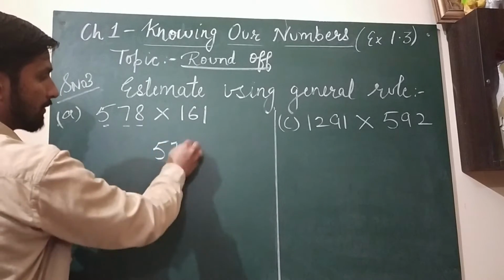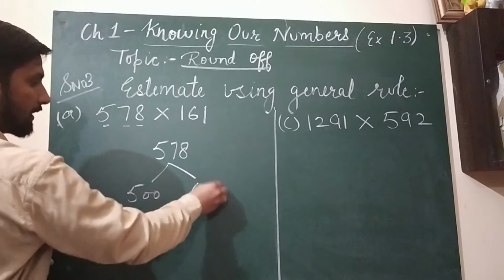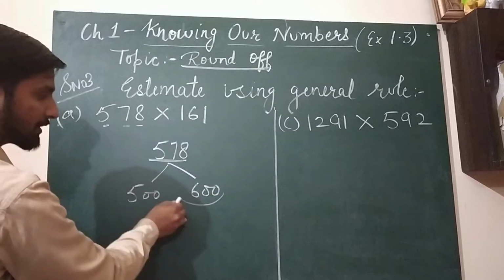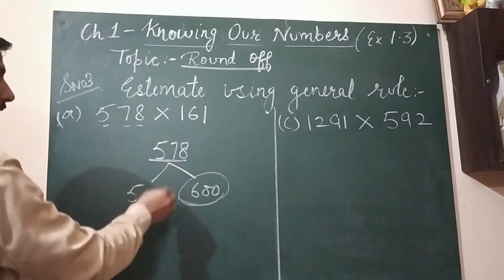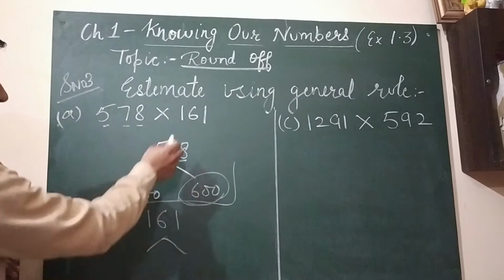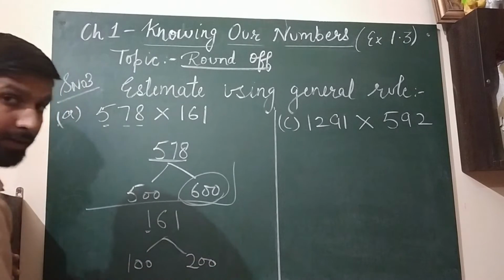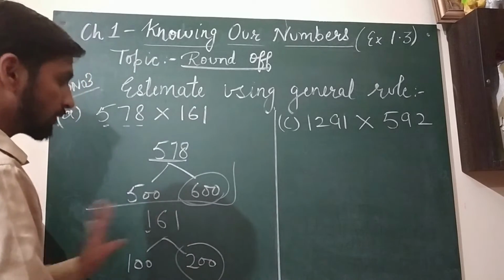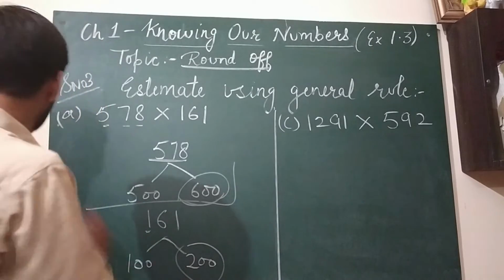So 578 lies between 500 and 600. Now 578 is nearest to 600, so I will take here number 600. And if I talk about 161, at the hundreds place, it lies between 100 and 200. Now let's check 161, it is nearer to 200. So I am taking these two numbers, 600 and 200. Let's start with it.